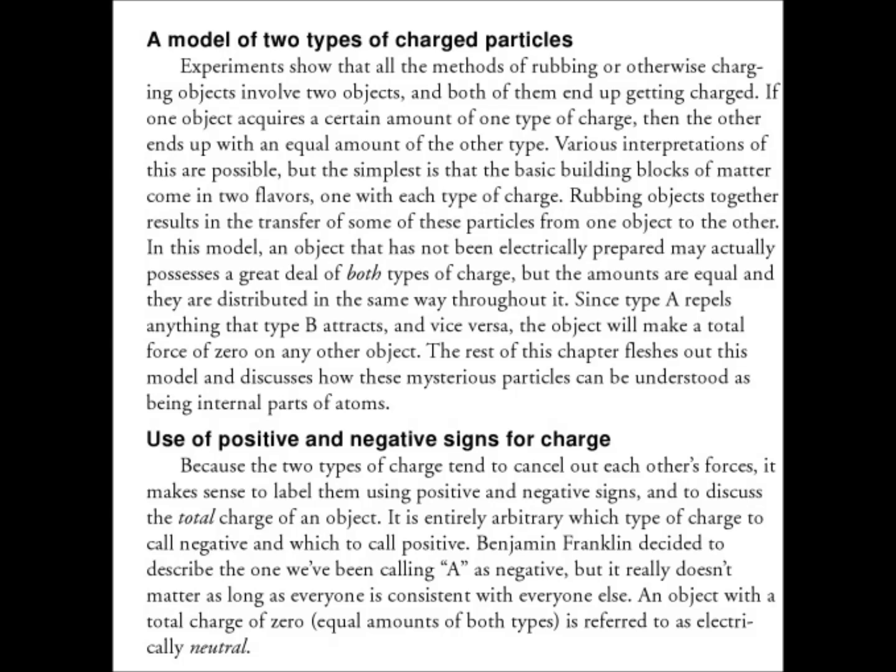A model of two types of charged particles. Experiments show that all the methods of rubbing or otherwise charging objects involve two objects, and both of them end up getting charged. If one object acquires a certain amount of one type of charge, then the other ends up with an equal amount of the other type.